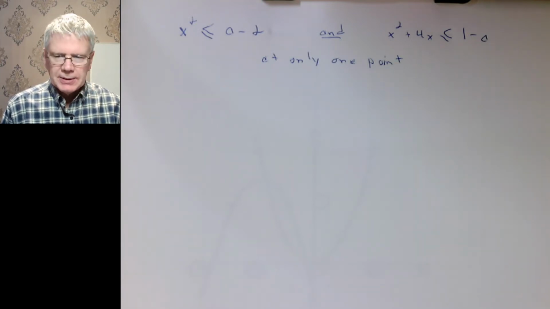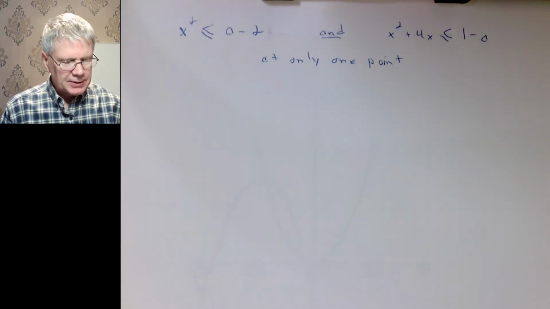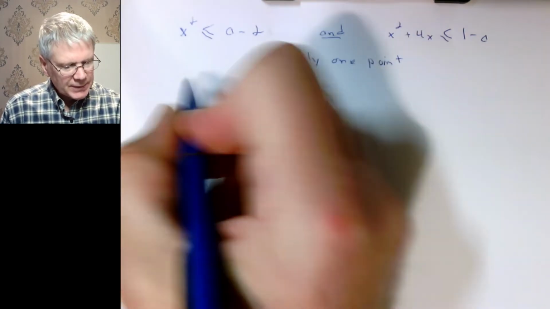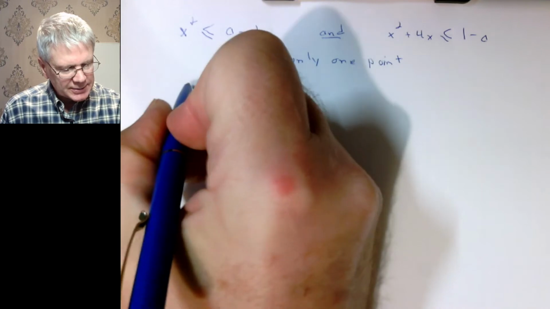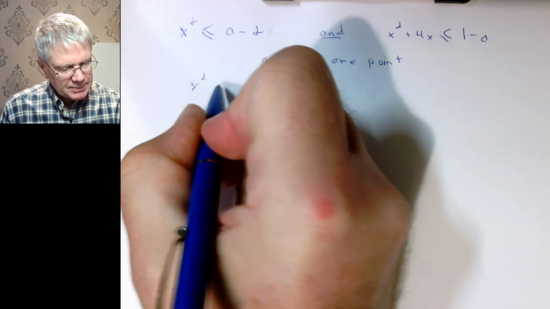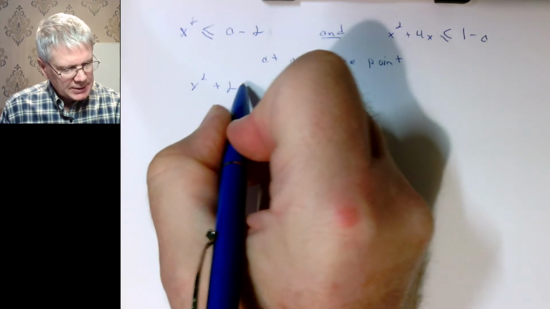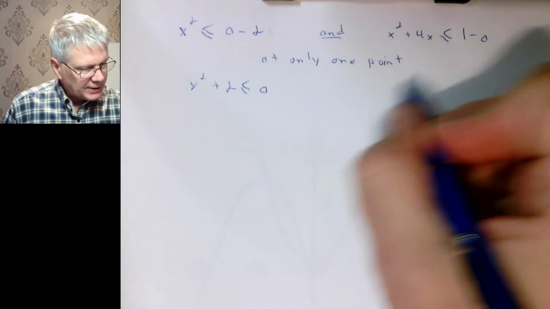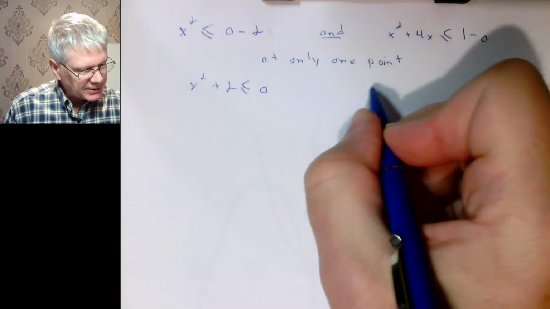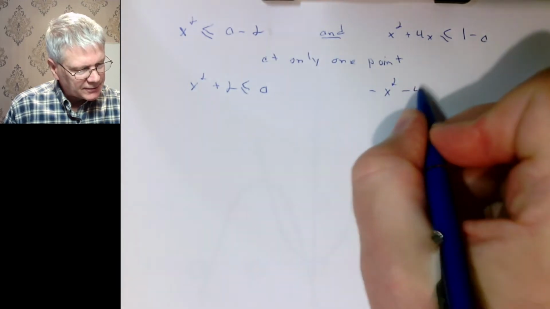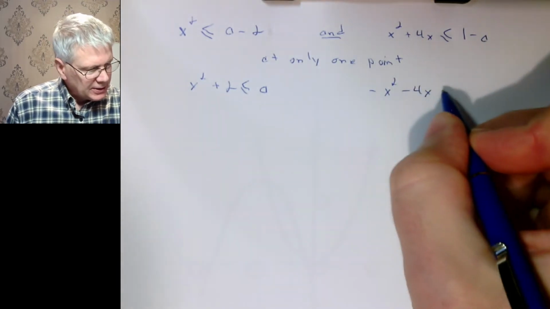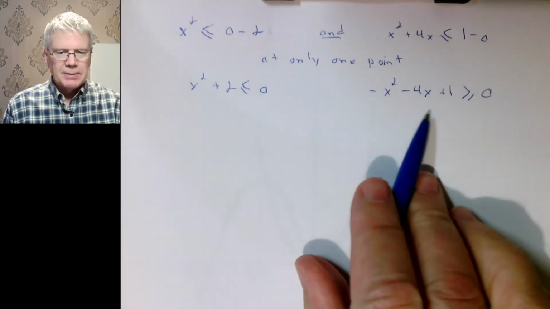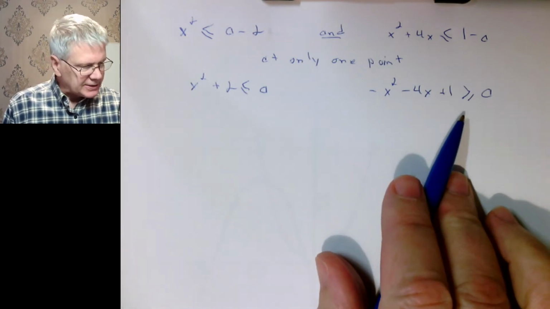The first way I'm going to do this is, I think, the most efficient and quickest way, and computationally it may be easier. We're going to turn each of these into a quadratic. So we have x squared plus 2 is less than or equal to a. And over here, I'm going to multiply this by minus 1. I'm going to get minus x squared minus 4x plus 1 is greater than or equal to a. And I multiplied by minus 1, so I had to flip my inequality sign.